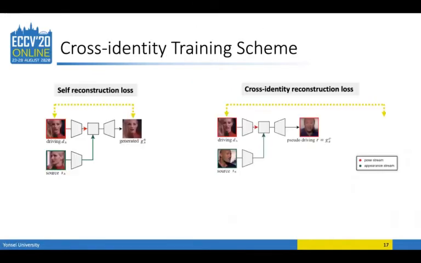Our network is trained using both self-reconstruction loss and cross-identity reconstruction loss. Different from the self-reconstruction loss that uses the same subjects per training, our cross-identity training uses different subjects. At first, it makes a pseudo-driving image using two subjects. And with the pseudo-driving image, it performs a second generation, also using different identities. The final generated image is compared with the first driving image to give a pixel-level reconstruction loss.